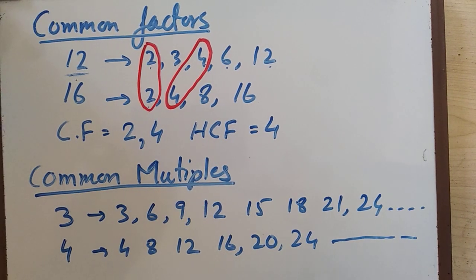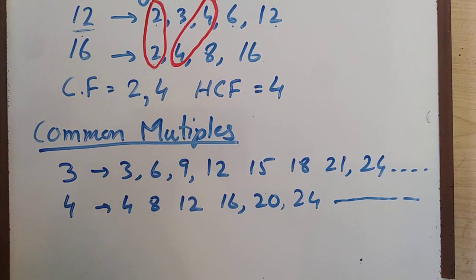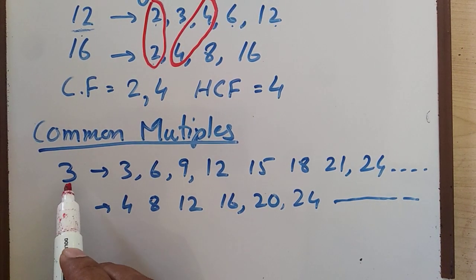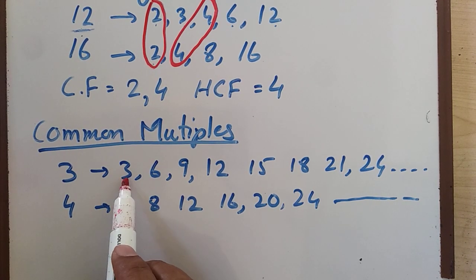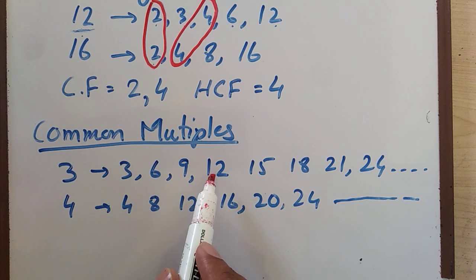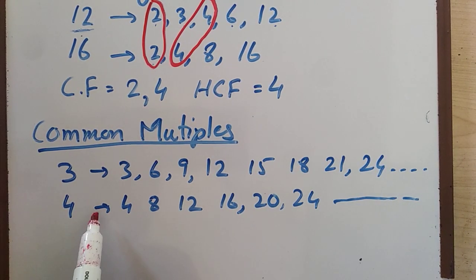Okay, the next one is common multiples. Multiples are the numbers which come in the table of that number. For example, 3 ones are 3, 3 twos are 6, 3 threes are 9, 3 fours are 12, 3 fives are 15, and so on. This is the table of 3. And next for 4, this is the table of 4.